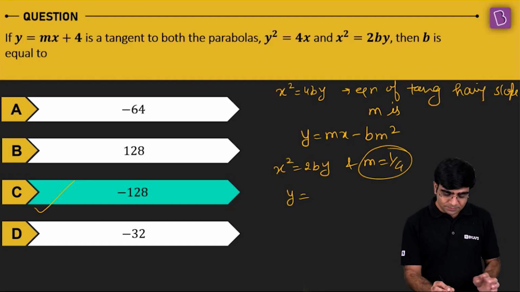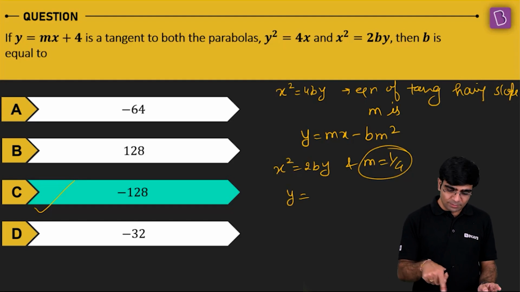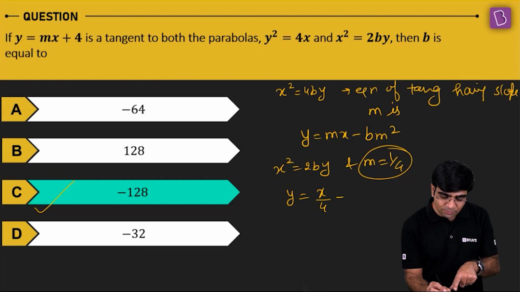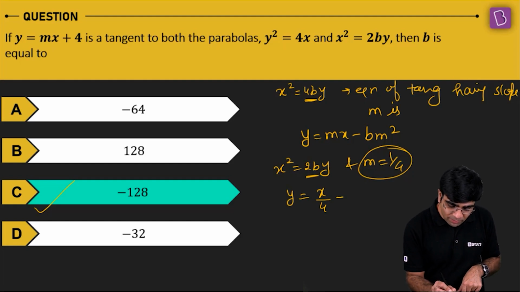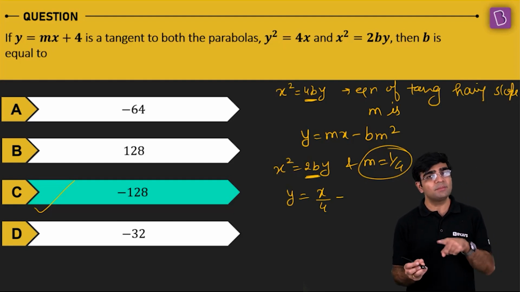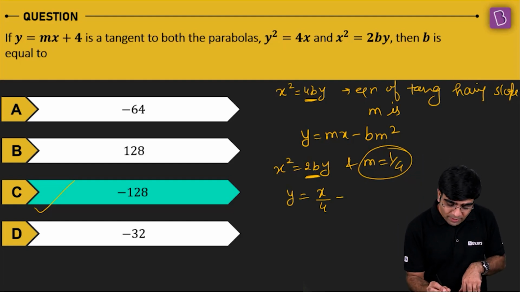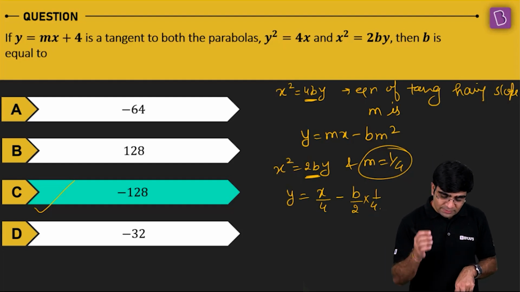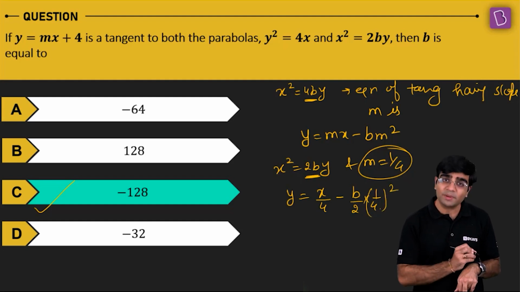So what do I get here? When I put in the values and simplified further, we get y equal to x by 4 and the constant turns out to be nothing but b by 2. Are you getting that? Because we have 4by there and here we have 2by, so my b is actually nothing but b dash, or b by 2. So this becomes b by 2, and m square is nothing but 1 by 4. Okay, what do I have here? So this is nothing but bm square basically, so this becomes 1 by 4 whole square.